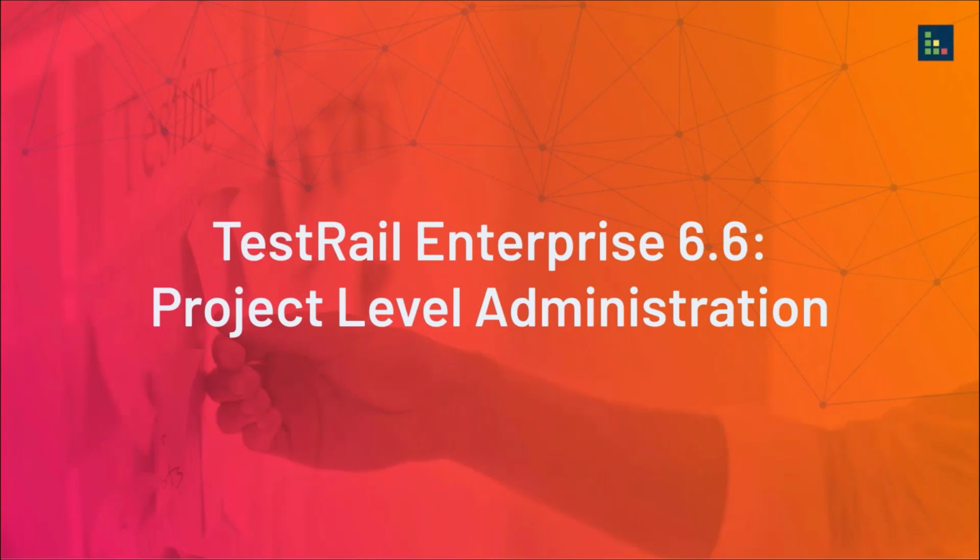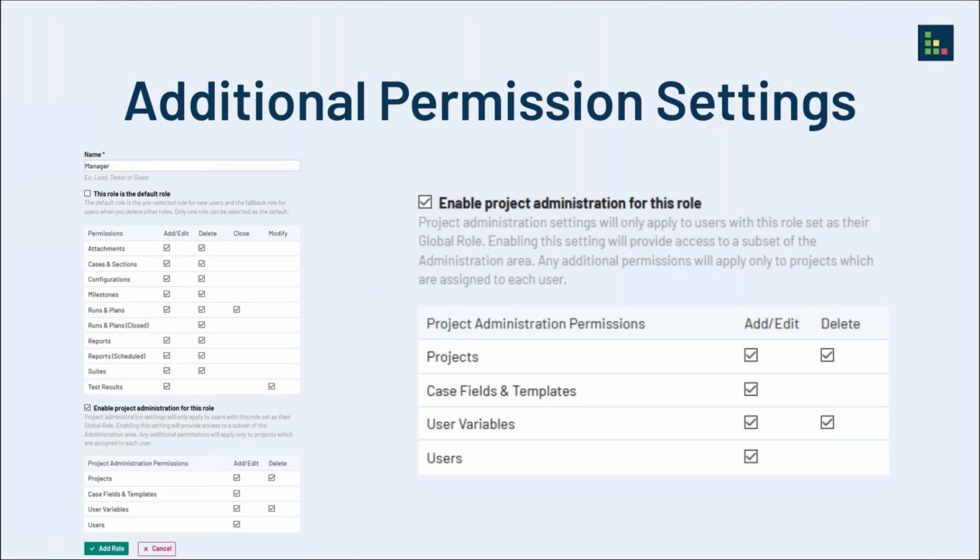For TestRail Enterprise customers, we've now introduced project level administration. Project level administration is an additional set of permissions for users. If you are an enterprise customer, you have the option to enable some project management permissions for a user's role. So instead of giving a user administrator permissions, you can give them permission to edit projects, test case fields, and users as needed.